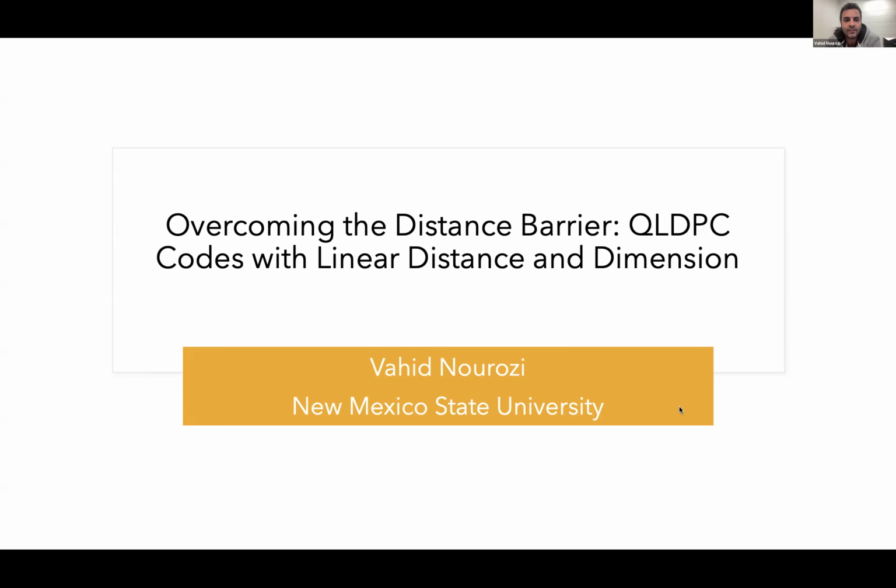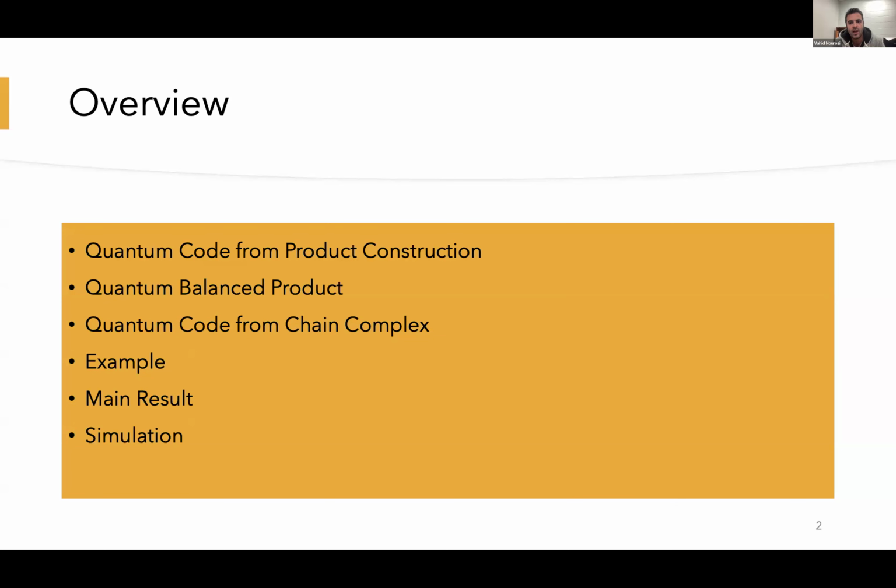I'm a PhD student at New Mexico State University, working on quantum error correction. Today, I'm going to talk about quantum LDPC codes with linear distance and linear dimension. Finding quantum codes with linear distance and linear dimension is an open problem in quantum error correction, and in this work, we introduce some quantum codes with linear distance and linear dimension.